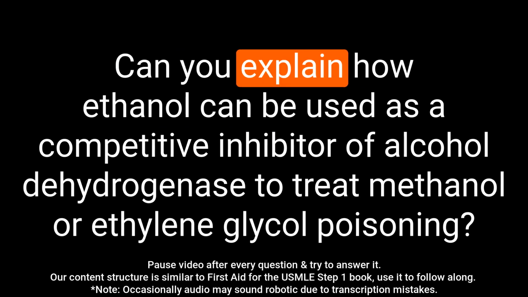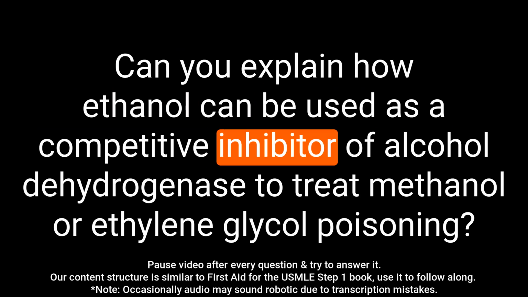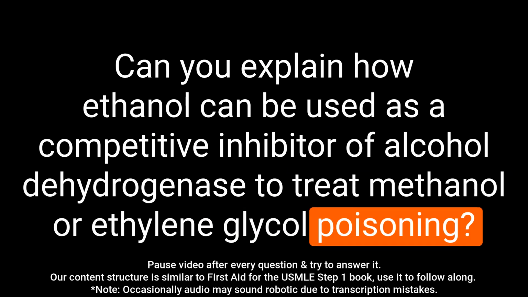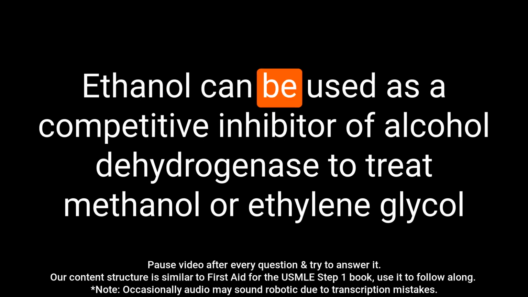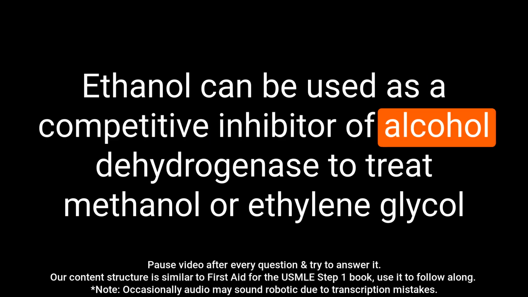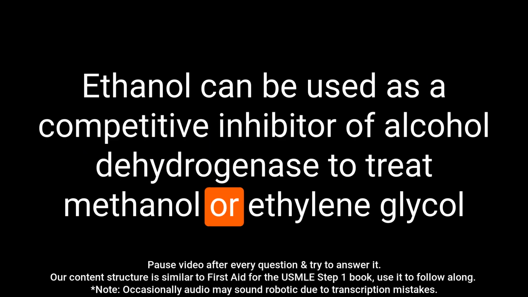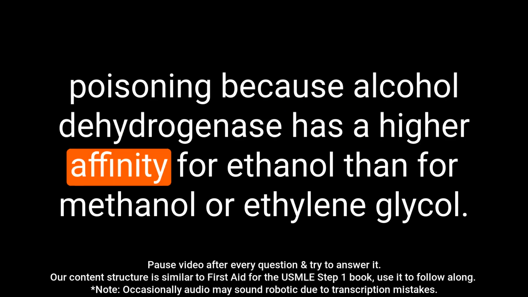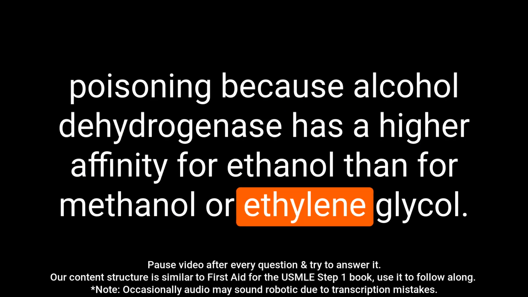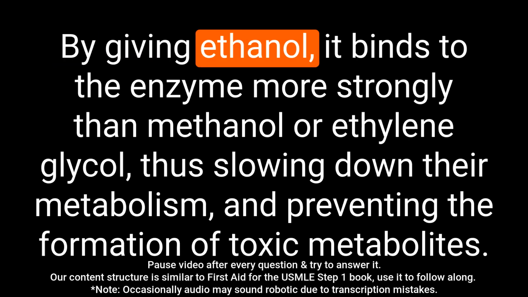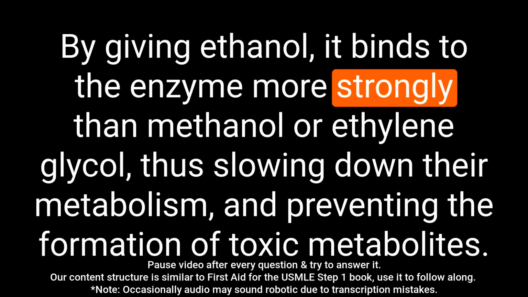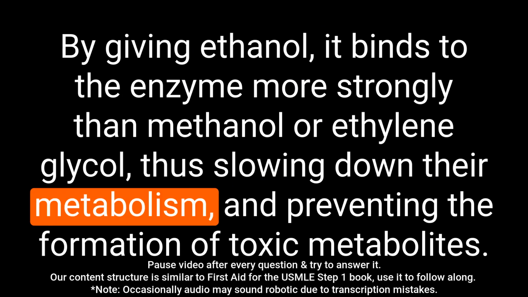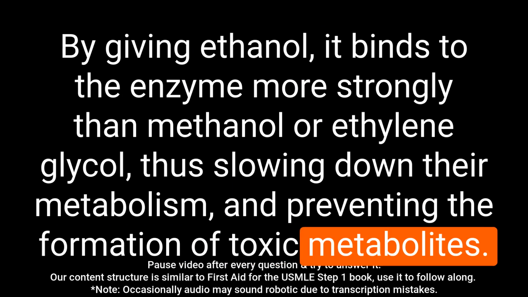Question: Can you explain how ethanol can be used as a competitive inhibitor of alcohol dehydrogenase to treat methanol or ethylene glycol poisoning? Answer: Ethanol can be used as a competitive inhibitor of alcohol dehydrogenase to treat methanol or ethylene glycol poisoning because alcohol dehydrogenase has a higher affinity for ethanol than for methanol or ethylene glycol. By giving ethanol, it binds to the enzyme more strongly than methanol or ethylene glycol, thus slowing down their metabolism and preventing the formation of toxic metabolites.